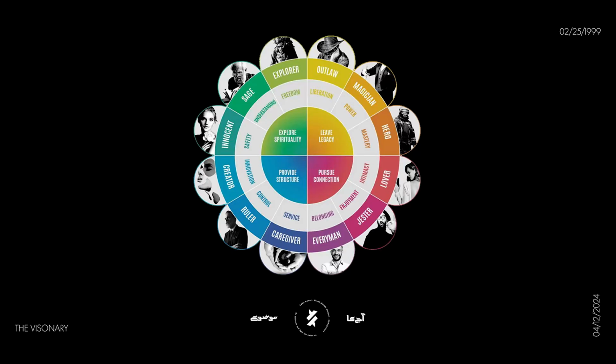And each of these archetypes has its own core desires and focus. For example, the hero desires mastery, and the outlaw is seeking liberation. The jester wants to have fun, and the creator wants to innovate.